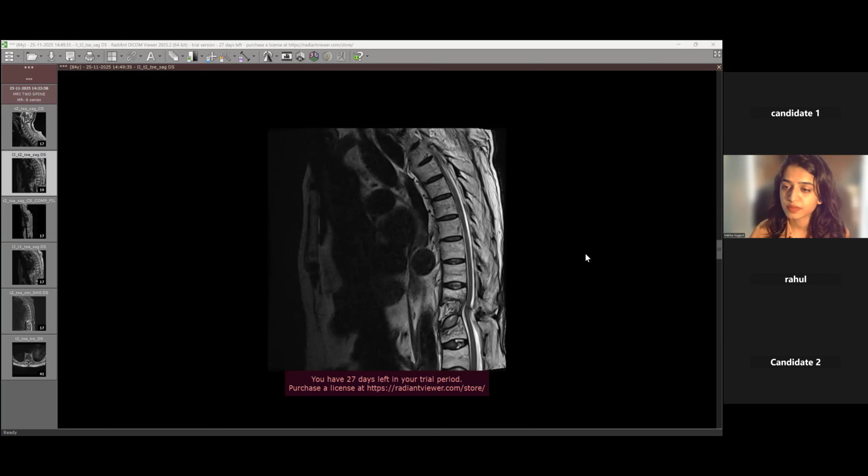Okay. So I've been presented with MRI images of a patient who's presented with back pain. These are the sagittal T2 weighted images. So I would just scroll the image and I would comment.